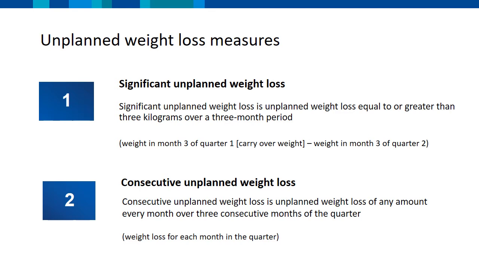Consecutive unplanned weight loss is defined as unplanned weight loss of any amount every month over 3 consecutive months in the quarter. This can only be determined if the care recipient has a recorded weight at the final weigh of the last quarter and is weighed on all 3 occasions in the current quarter.